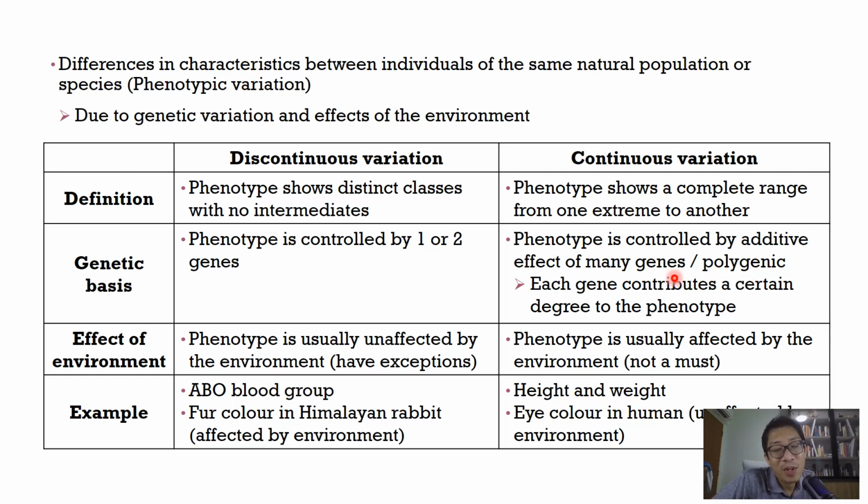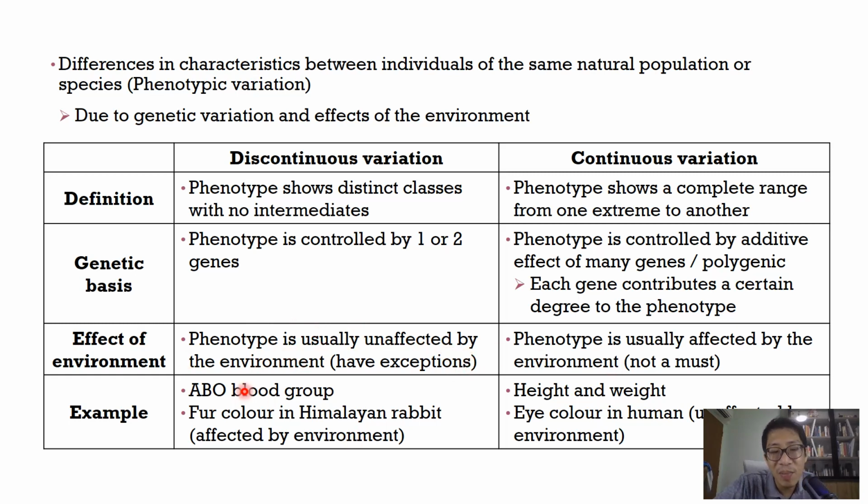Because there are many genes, we give it a term called polygenic. So these are polygenic phenotypes with the additive effect of many genes. Environment usually plays a part in continuous variation, although it is not a must, and usually does not play a part in discontinuous variation, but there are exceptions. So the environment part is not so conclusive.